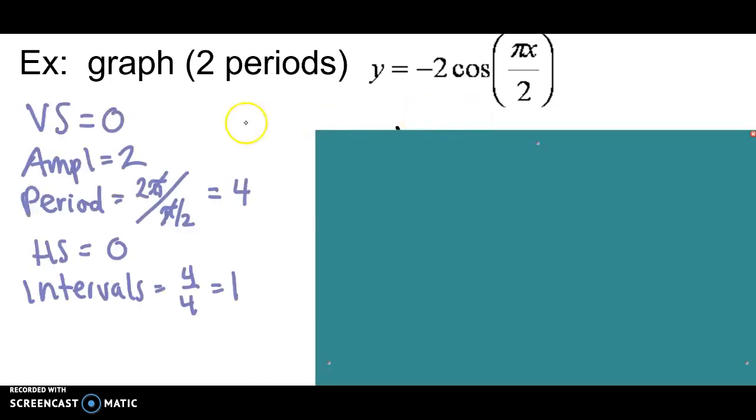All right, so just checking these characteristics here. It's a vertical shift of 0. Nothing's added or subtracted. Amplitude is 2. Period is 4. Horizontal shift is 0, so our starting x is at 0. And then the intervals will be 1.